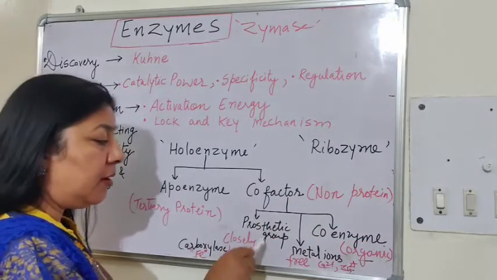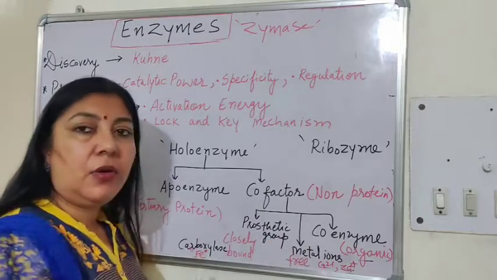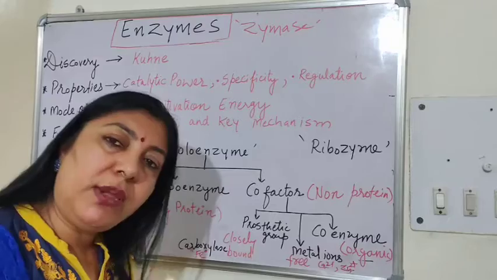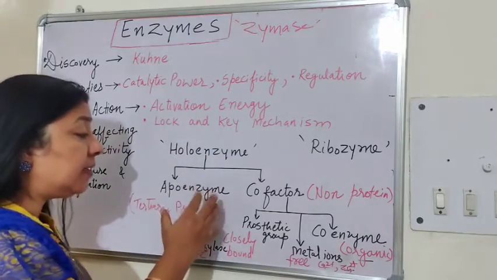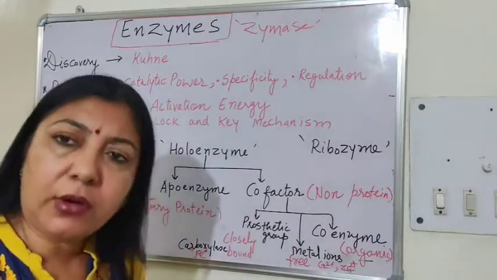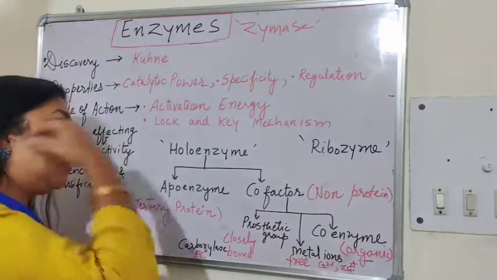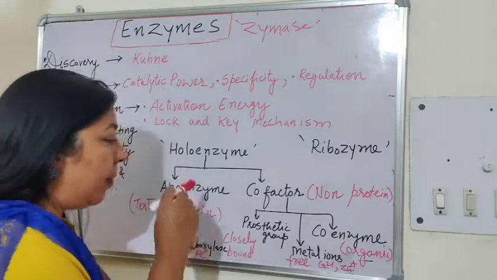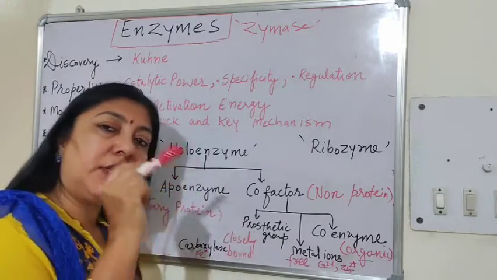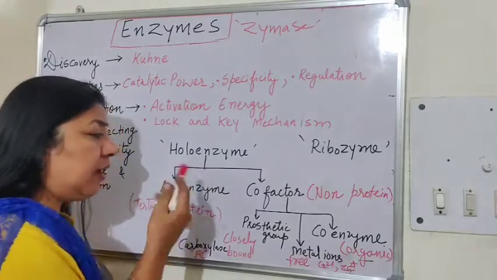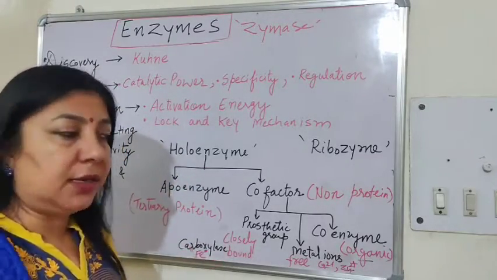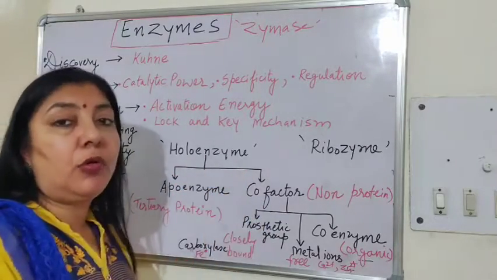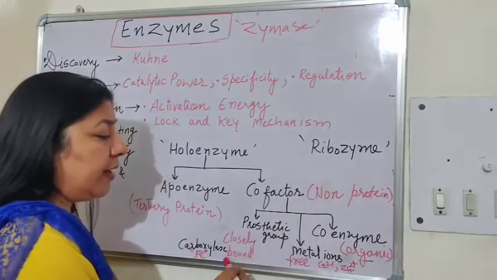So cofactors may be prosthetic groups, metal ions or coenzymes, whereas apoenzyme is totally only the protein part. There are certain enzymes where cofactors are not there, whereas there are certain enzymes where both cofactor as well as apoenzyme are there. Apoenzyme is the part which must be there. Without this, the enzyme will not be in existence. But for the working of many enzymes, some non-protein parts are required, which are called cofactors.